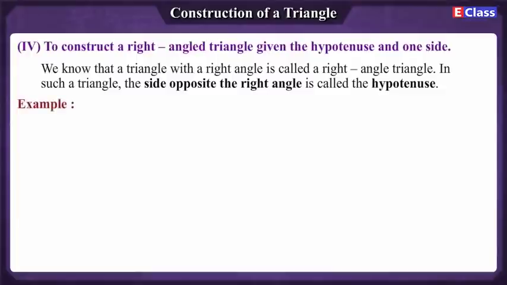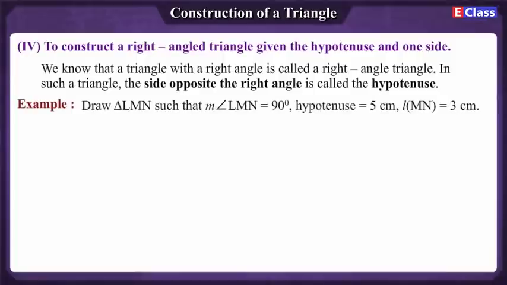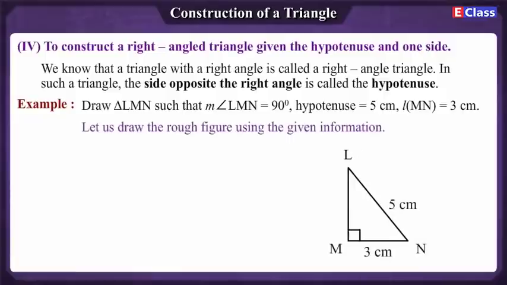Example: draw triangle LMN such that measure of angle LMN is equal to 90 degrees. Hypotenuse is equal to 5 centimeters. Length of MN is equal to 3 centimeters. Let us draw the rough figure using the given information.